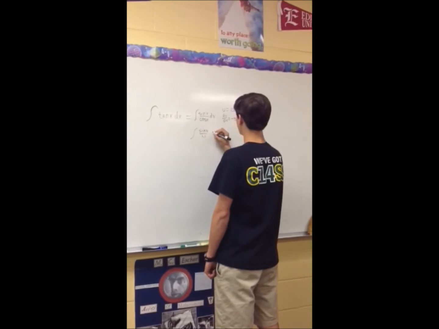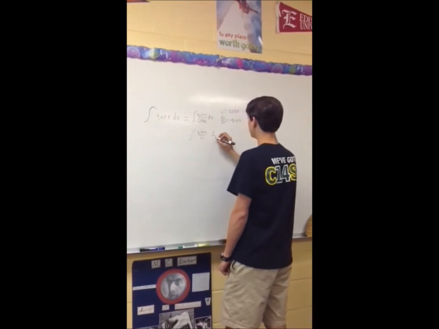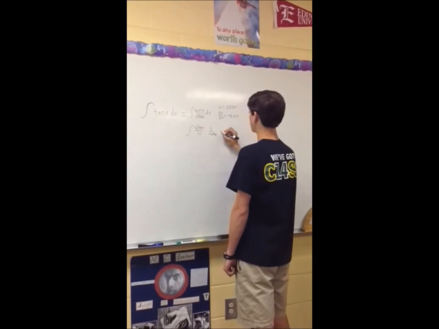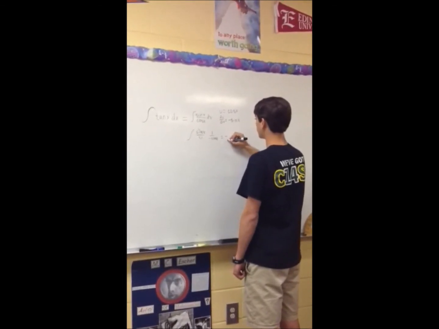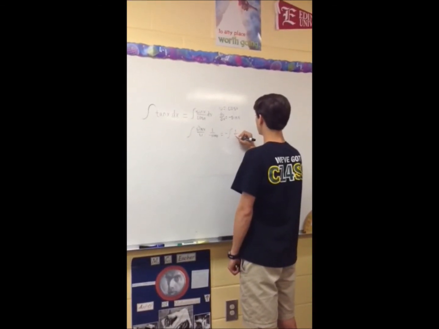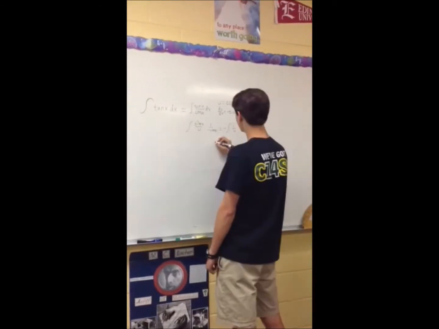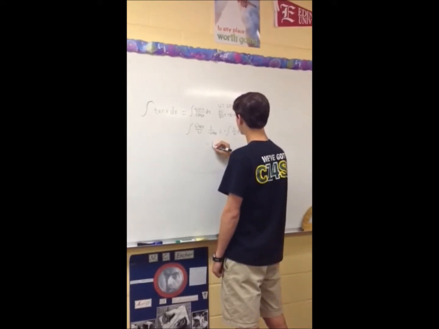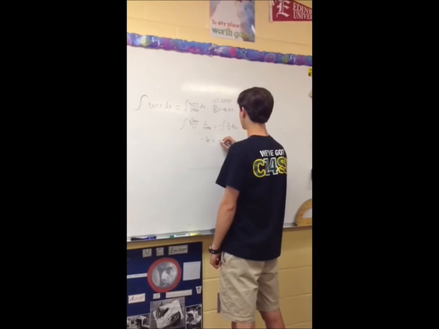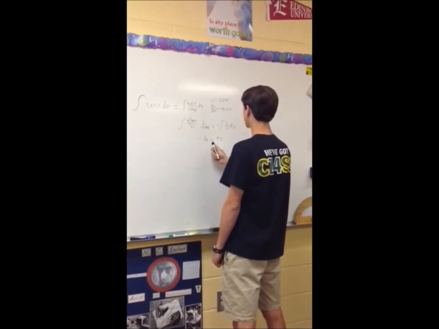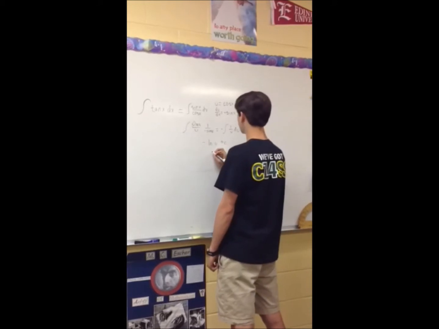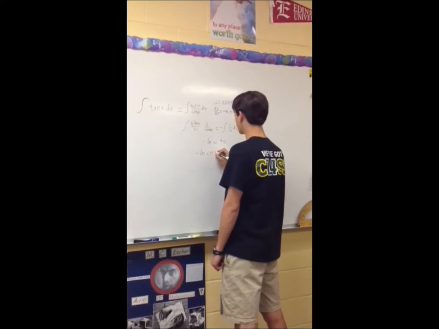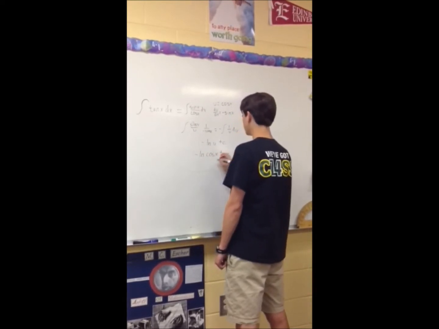to where you get sine x over u times 1 over du, which is negative sine x. You cancel these terms, and you're left with a negative on the outside and 1 over u. Now you can take this term and get negative natural log of u plus c, and you can plug cosine x back in for u, and you get your final answer as negative natural log of cosine x plus c.